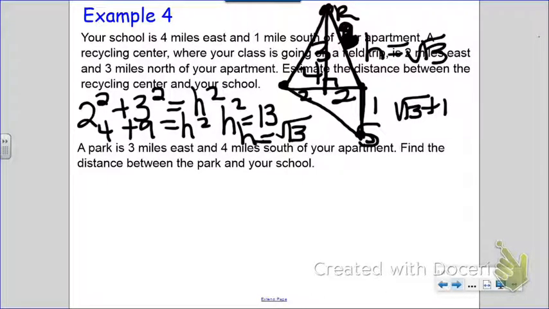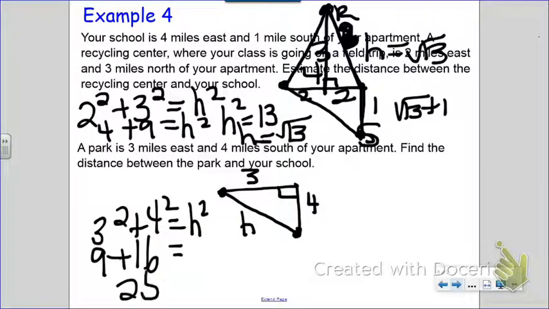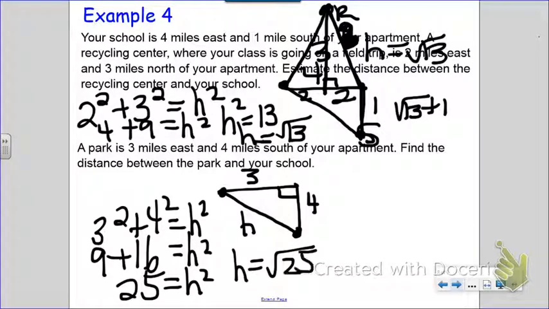So a park is 3 miles to the east. So again, here's our apartment. 3 miles east and 4 miles south. So then 3 squared plus 4 squared equals, we'll call this the hypotenuse squared. 9 plus 16 is 25. So h is the square root of 25, which is 5.